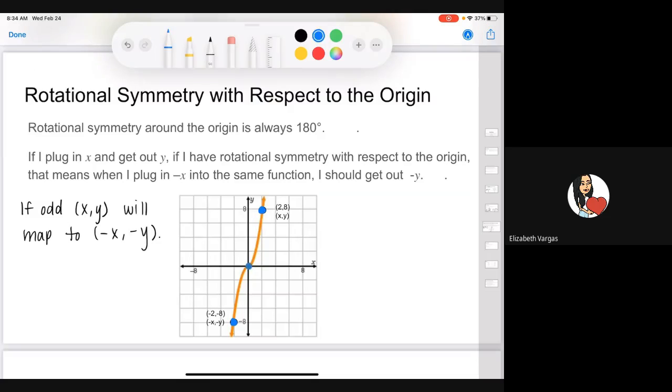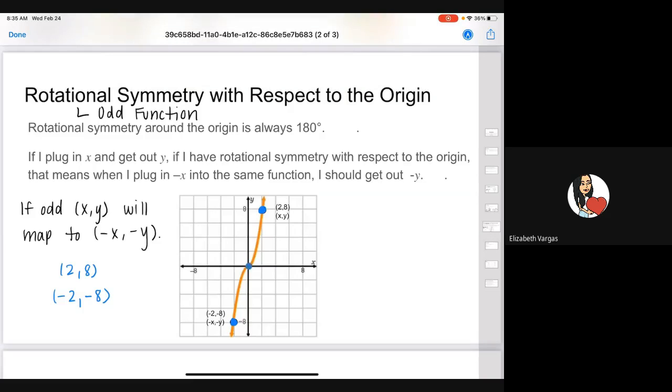So let me show you what this means. Here we have a 2 and an 8. And when we do rotational symmetry, we get negative 2 and negative 8. And whenever we do rotational symmetry, that is what we know as an odd function. So it's basically going to be the same thing as even, but when we test it, we want to make sure that we're getting the negated version of that y and the negated version of that x. And so if we get the negated version of our y and x, well, then we know that we have what is known as an odd function.